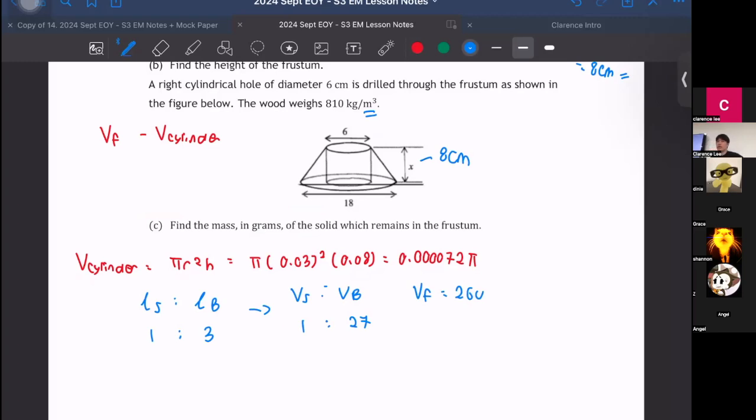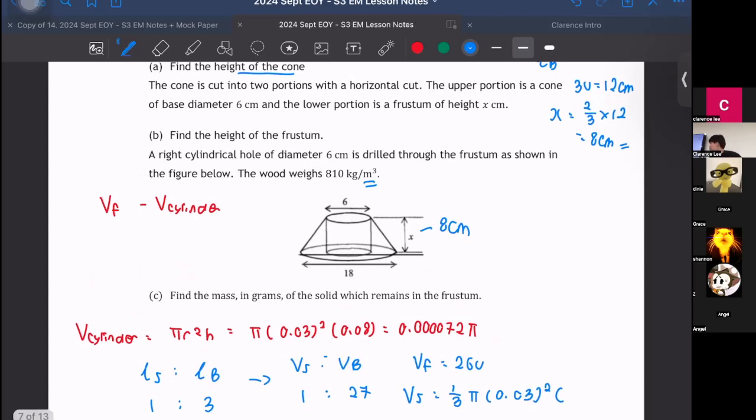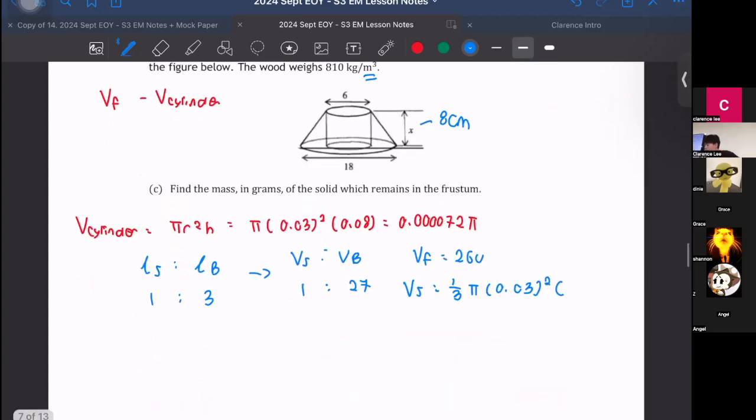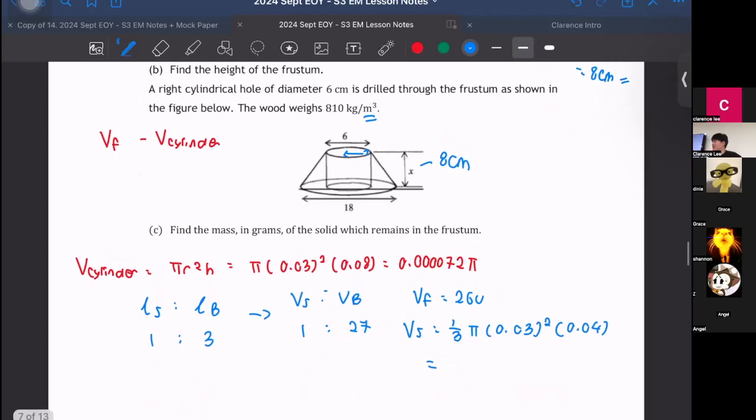So what I need to find out now is either my volume of small cone or my volume of big cone. So let me find the volume of small cone since I know what the corresponding lengths are already. It will just be 1/3 times base area, which is 0.03 squared, times my height. So what's the height of my small cone? If the entire figure is 12, the bottom is 8, means the top must be 4. So 0.04. If you're wondering how I get these numbers, this is the radius of my small cone, which is over here. My height is just 12 minus 8 because the entire figure is 12, so you take away the frustum of 8.